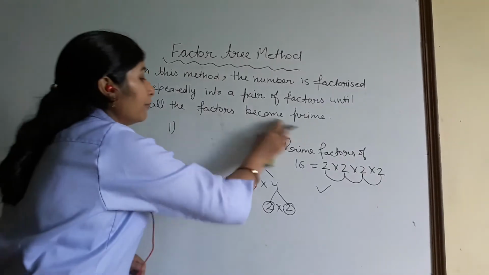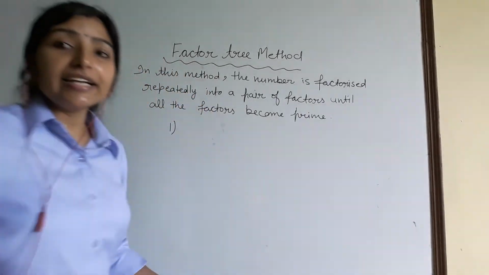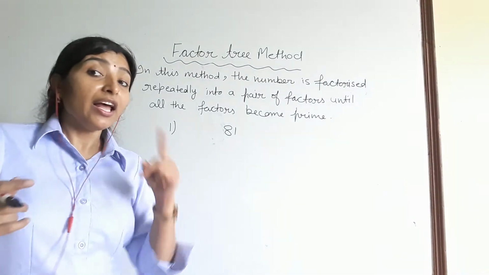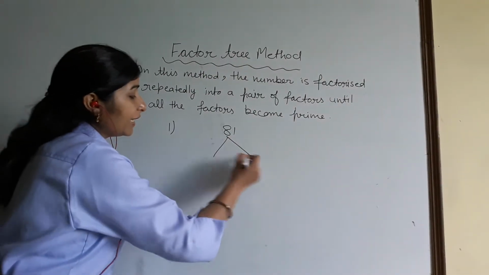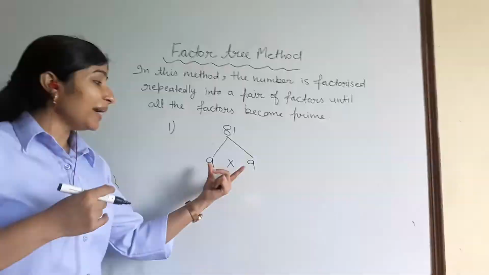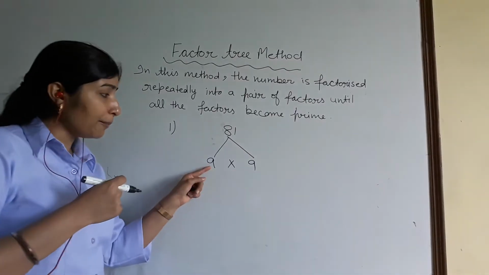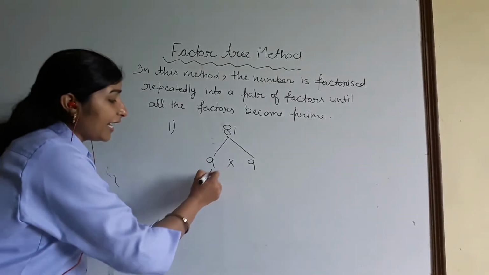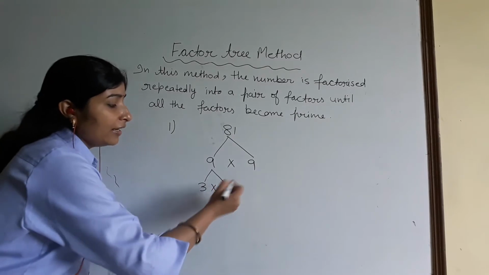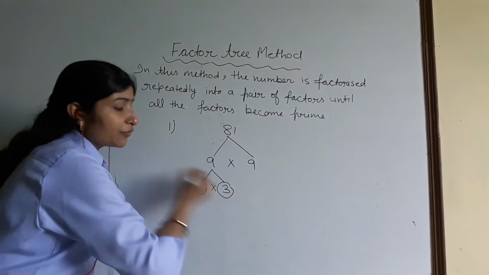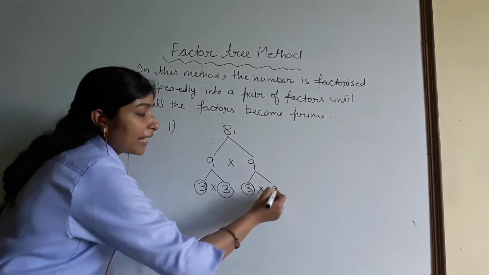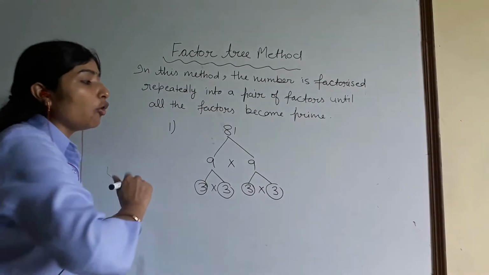Now take one more example, that is 81. Now tell me, 81 will come in which table? 9 9s are 81. So you can take 9 9s are 81. So these are the factors of 81. But are these prime factors? No, this is a composite number, this is also. So we will again make a branch of this 9. Now 9 will come in 3 table. 3 3s are 9. This is prime, this is prime number. Now we will make a branch of this. 3 3s are 9. So this is a prime number, this is a prime number. So we will circle all the prime numbers.